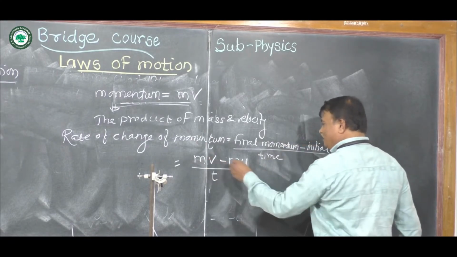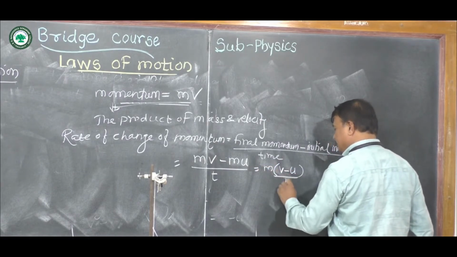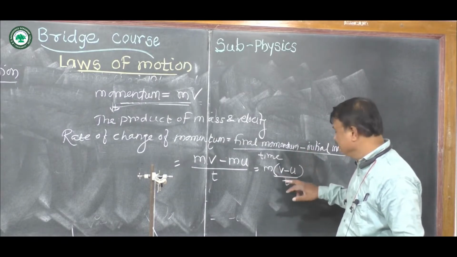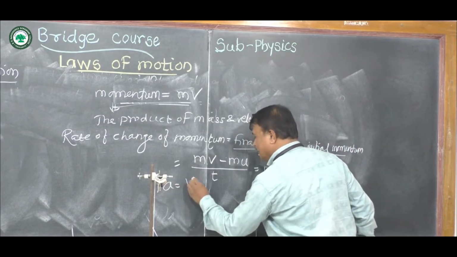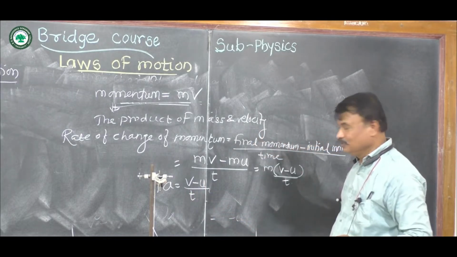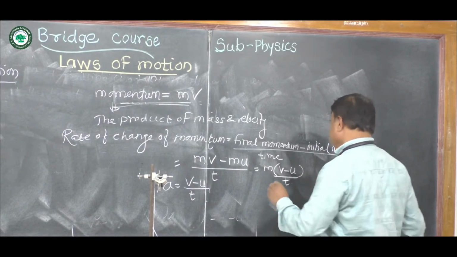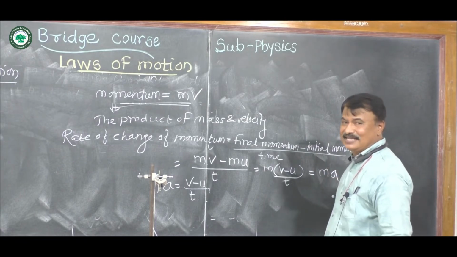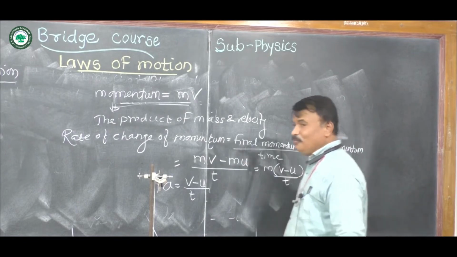Now, by taking m common, we get m times (v minus u) upon t. v is the final velocity, u is the initial velocity, t is the time. And we know that acceleration is equal to final velocity minus initial velocity upon time, meaning change in velocity over time. So instead of this we write a, and we get m into a, where a is the acceleration. So this is equal to the rate of change of momentum.